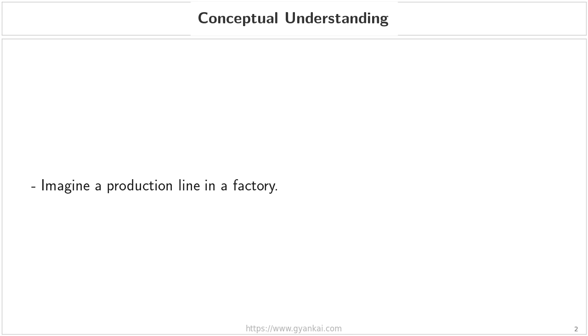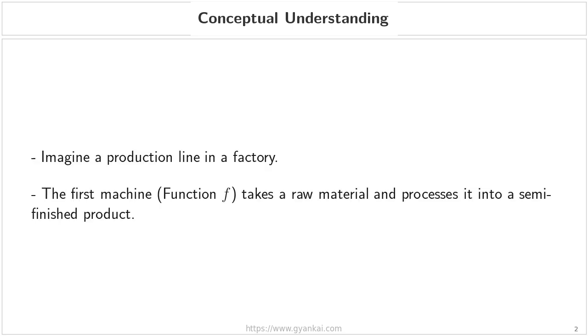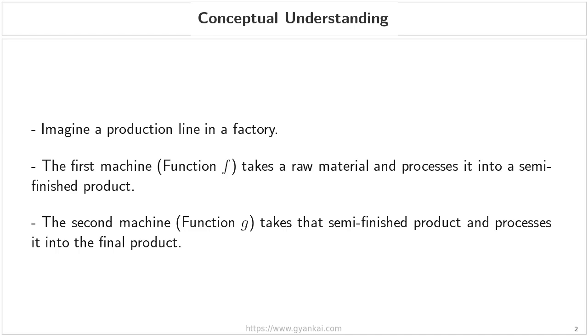Now, to help you visualize this concept of chaining that we mentioned in the previous slide, let's imagine a production line in a factory. Think of the first machine in this line as function f. This machine takes in a raw material, which we can consider our initial input, and processes it into a semi-finished product. Next, we have a second machine, which represents function g. This machine takes that semi-finished product and processes it further to create the final product.